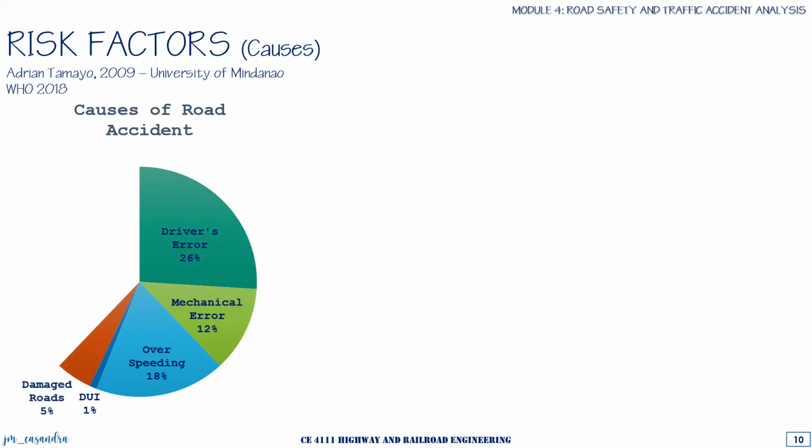So in the Philippines, the risk factors or causes of road accidents, based on the study of Tamayo in 2009 and the WHO report of 2018, include driver's error at 26%, mechanical error at 12%, overspeeding at 18%, driving under the influence at 1%, damaged roads, meaning unsafe environment or unsafe infrastructure, at 5%, and all other causes that we have not enumerated here at 38%.